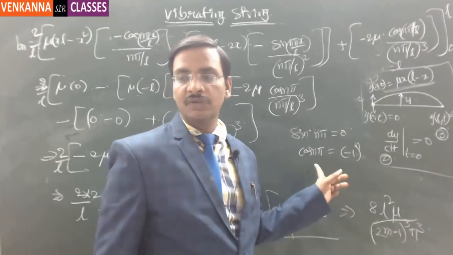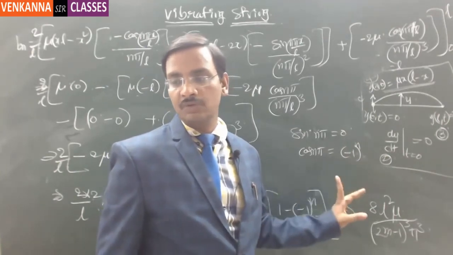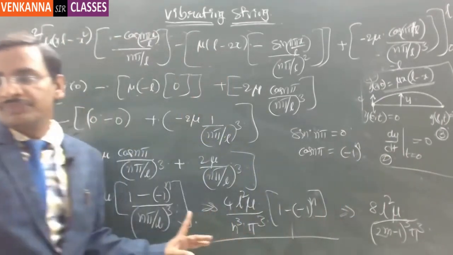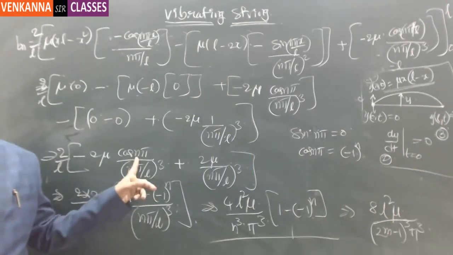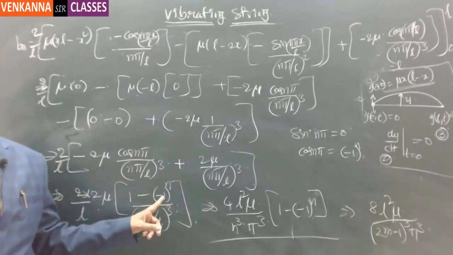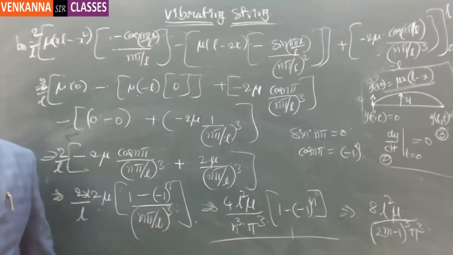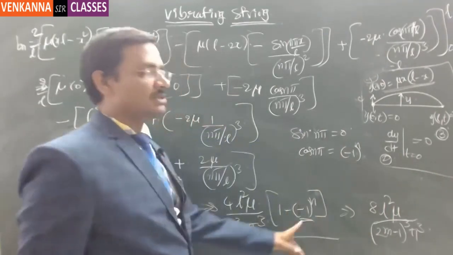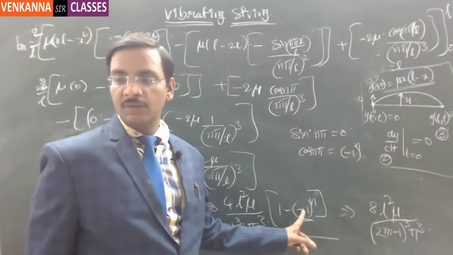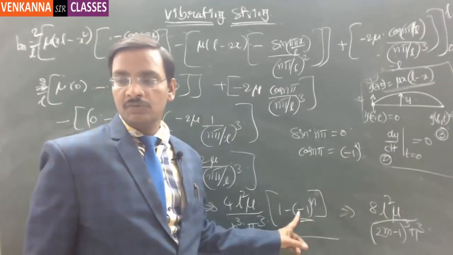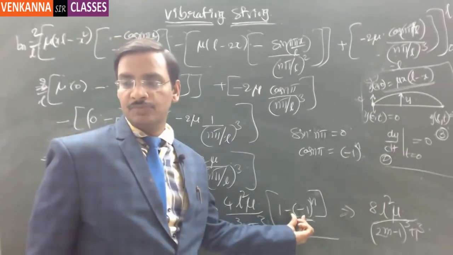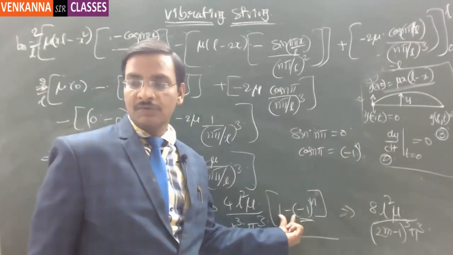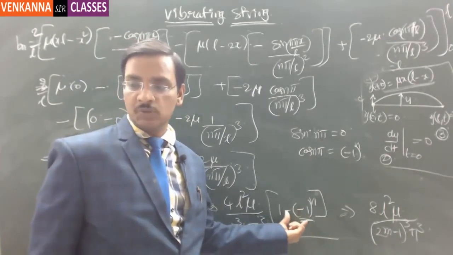That's the reason when we write cos n pi, we immediately write minus 1 whole power n, straight away. So here the cos n pi factor is there, and I have replaced it with minus 1 whole power n. Understood now? So for odd numbers this is going to be minus 1, for even numbers it is going to be 1. Now for even numbers, 1 minus 1 is going to be 0. For odd numbers, 1 minus of minus 1 will be 2 times that.